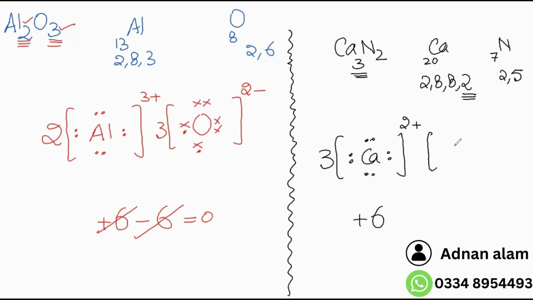On the other hand, nitrogen has 5 valence electrons. So one nitrogen will gain 3 electrons to get a 3 minus charge. One nitrogen will gain 3 electrons, but we have 2 nitrogens in the formula, so 2 nitrogens together will gain 6 electrons. So 3 calcium will lose 6 electrons and 2 nitrogen will gain 6 electrons. So electron loss and electron gain are equal. That is why this dot and cross diagram will be considered correct.